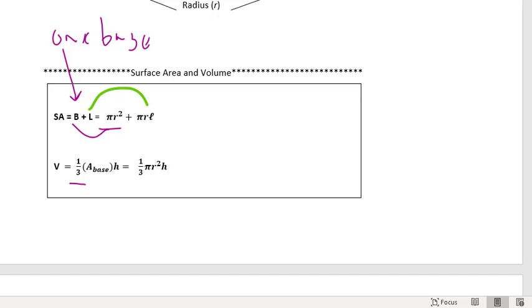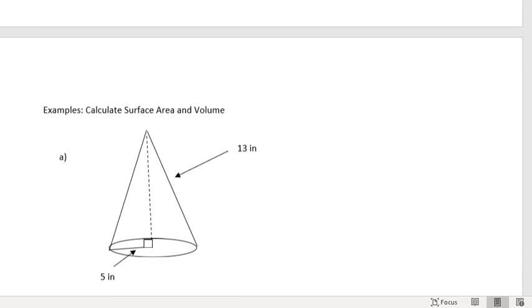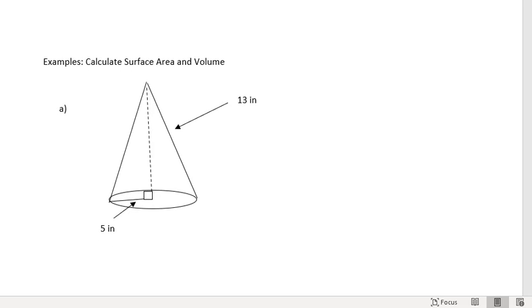All right, so we need to know 1/3 pi r squared. We need to know the r, and we need to know the h, not the lateral height. This is the straight up and down height. Okay, we'll do a couple examples. You can see how to use the formulas. Okay, we're going to do surface area and volume.